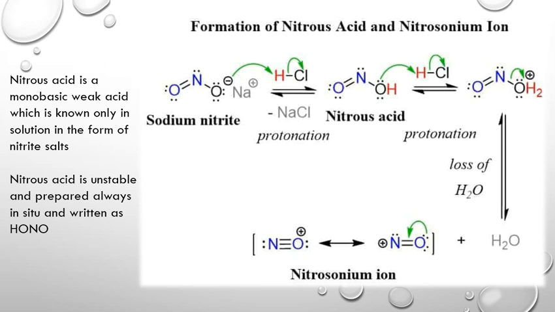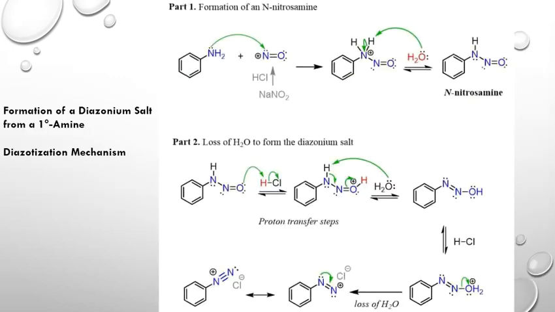As I said, nitrous acid is unstable, so with excess HCl in the acidic medium it will be protonated again by HCl and lose an H2O molecule to give us the nitrosonium ion. This is the electrophile we will use to produce diazonium salt, as we'll see in the mechanism shown in this paragraph.